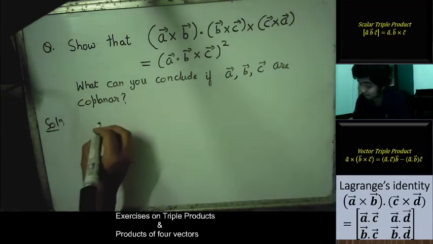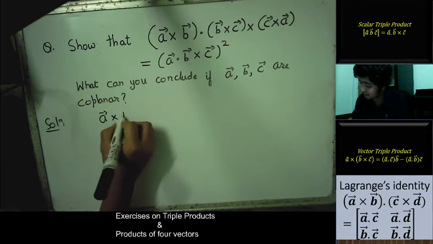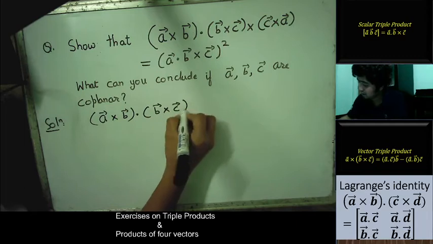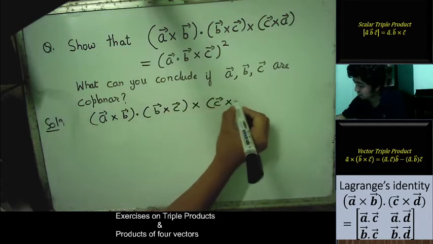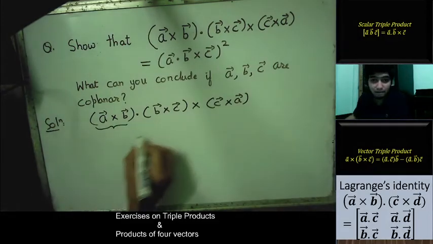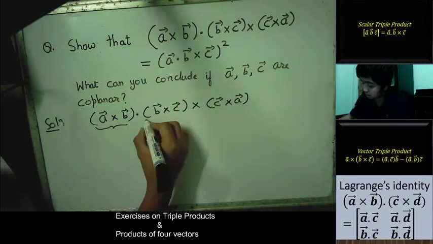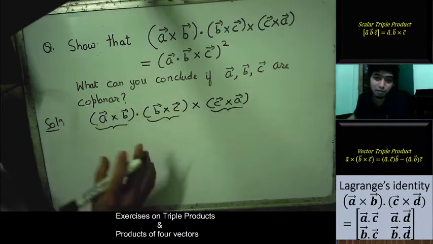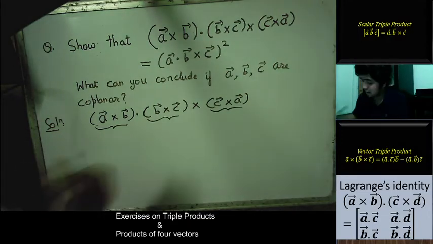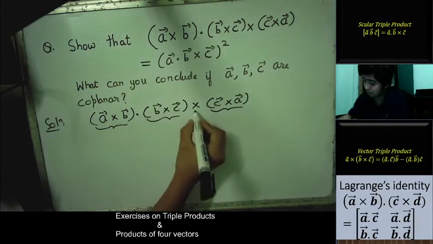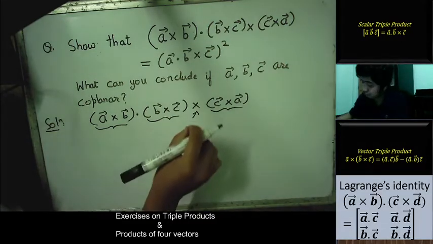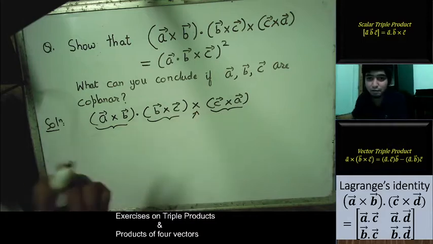So let us see. The left-hand side is a cross b dot b cross c cross c cross a. Over here, what you can notice is this one is a vector because it is a cross product. This one is also a vector. This one is also a vector because it is a cross product. Always remember this. If you have to operate, you will have to operate the cross first and then you will operate the dot later. So we will try to simplify this one first.